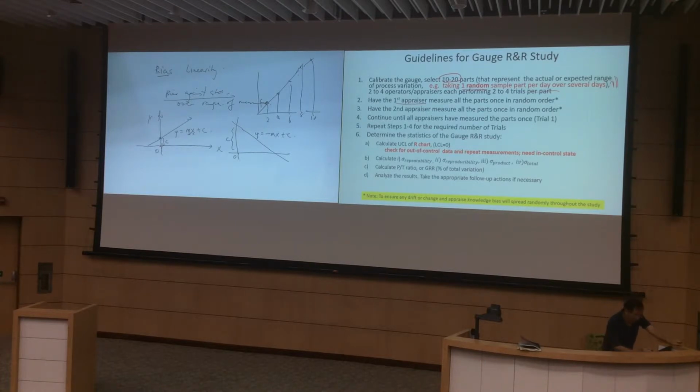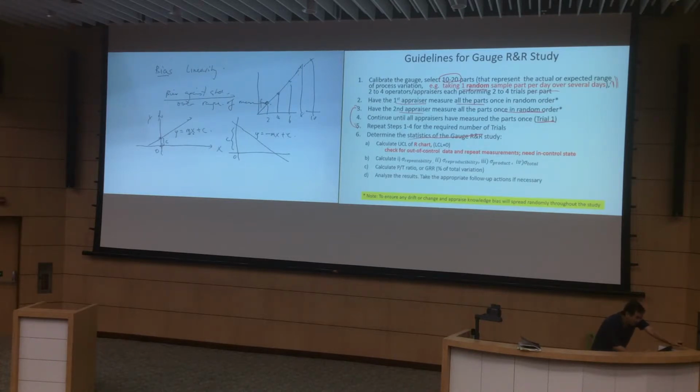So you need to be random, right? You randomly give the parts to measure, first appraiser, then second appraiser. Measure once in random order, and then you measure again. This is trial 1. Then you repeat the step again, second trial. Then after that, we do the GR&R study by using the X bar R chart.